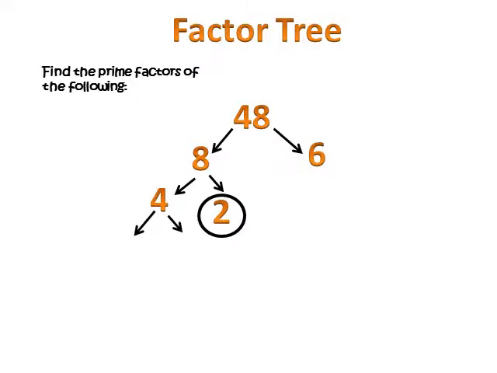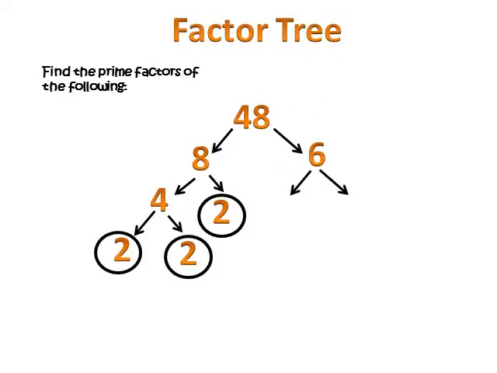So let's go back to 4. Since 4 can be factored, we factor it with 2 and 2 because 4 equals 2 times 2. 2 is a prime number, so you encircle it, and the other 2 you also encircle. That means when you encircle a number, that's the end of the line. You have already reached the prime factor, at least for this line.